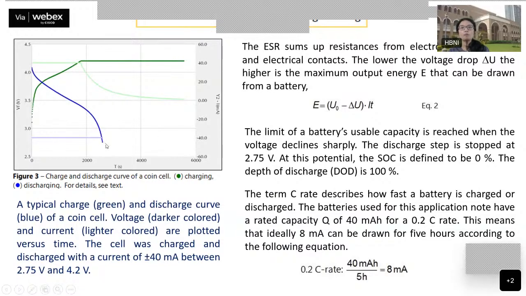And the discharge step is stopped at 2.75 volts. So at this potential, the state of charge is defined to be 0%. And the depth of discharge for this particular point is around 100%.